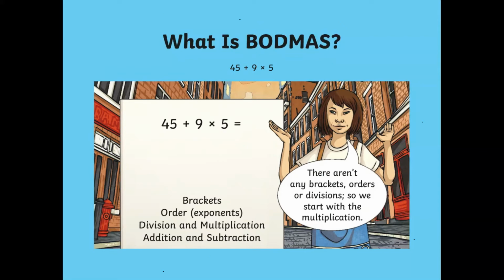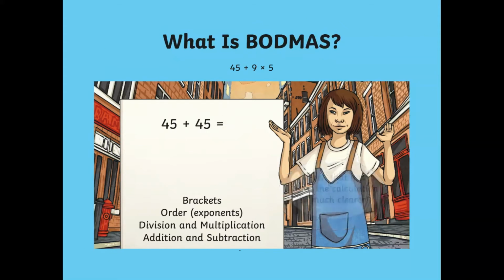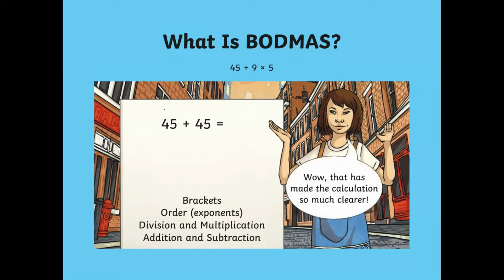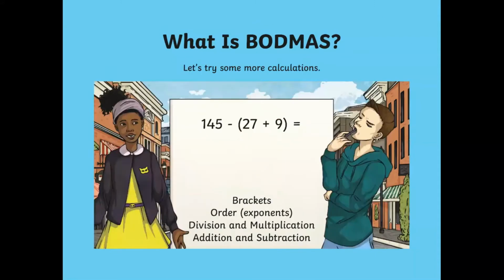Okay. So we're not going to start with 45 plus 9 from left to right. We're actually going to start with 9 times 5, which equals 45. And 45 plus 45 gives us 90. Okay. So if you know the order, the calculation becomes quite easy quite quickly.